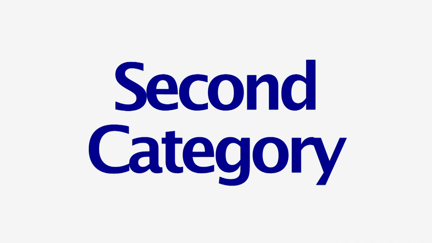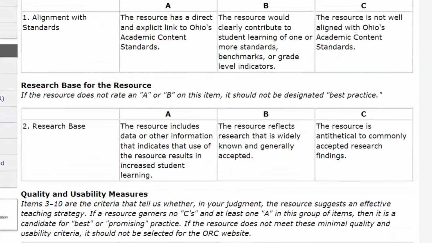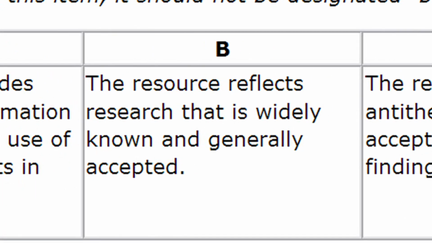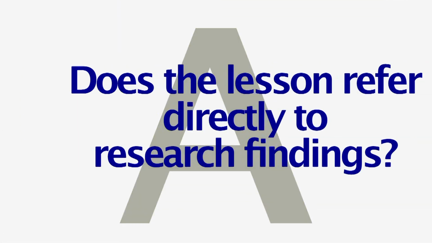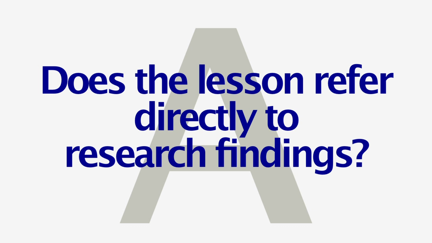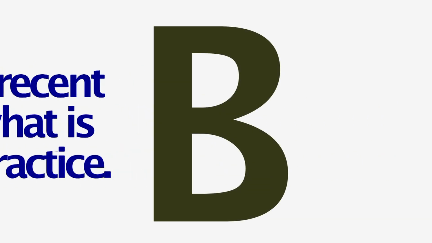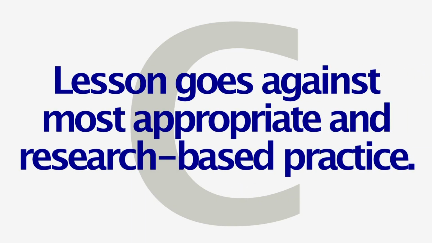Let's look at the second category, research base. Read the statements and look back at the lesson. Which will you choose to circle? A, B, or C? For A, does the lesson refer directly to the early childhood or other educational research findings? For B, it may not mention it, but it certainly reflects recent research and what is accepted as best practice. Or maybe C, it goes against most developmentally appropriate and research-based practice.